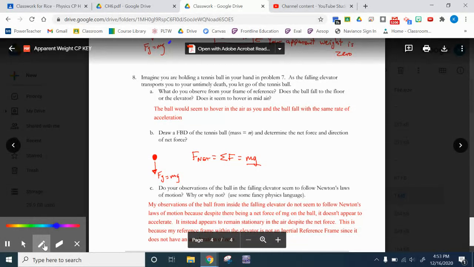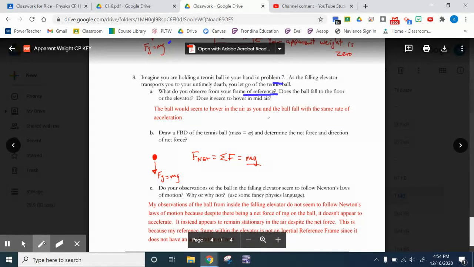All right, last one. You're holding a tennis ball in your hand in problem 7. That means as you're falling in the elevator. As the falling elevator transports you to your untimely death, you let go of the tennis ball. What do you observe from your frame of reference? Does the ball fall to the floor of the elevator? Or does it seem to hover in midair?